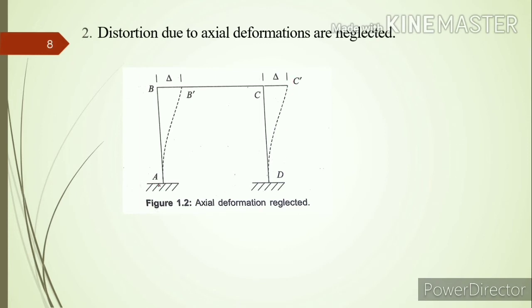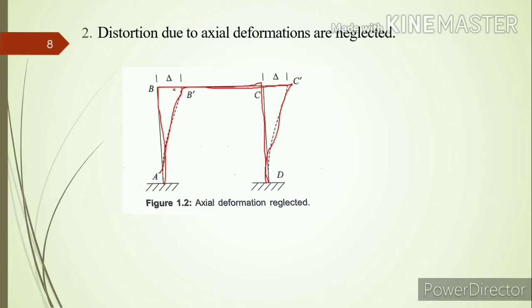This ABCD is the initial stage before applying load. Then after applying load, the frame will get deformed to the new shape, that is AB'C'D. This is the new deformed shape AB'C'D. So a lateral deformation of the member BC occurs, delta is the deformation, lateral deformation, which is known as sway. Sway is the lateral deformation that occurs on frames.